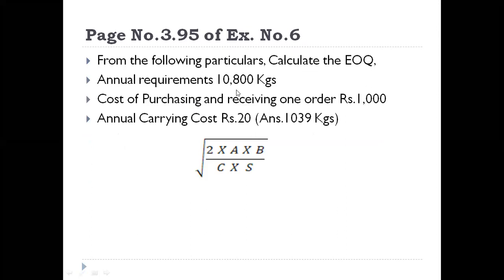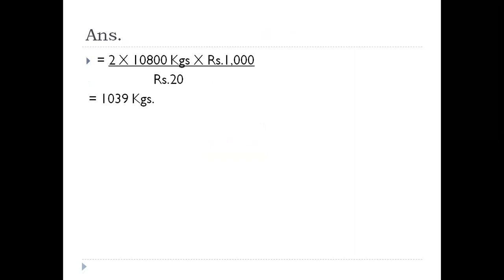So what you have to do: 2 into 10,800 into 1,000 divided by 20. This is the carrying cost. C means carrying cost and storage cost, you can remember. This is the buying cost or purchasing cost, receiving an order. In this problem, cost per unit is not required, right? While you are multiplying this, we can check with the answer. I missed the root. You have to write the root also: root of 2 into 10,800 kgs into 1,000 divided by 20. If you work it out with the root, you get the answer.